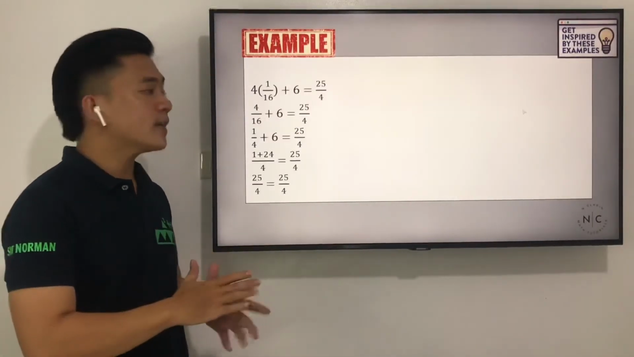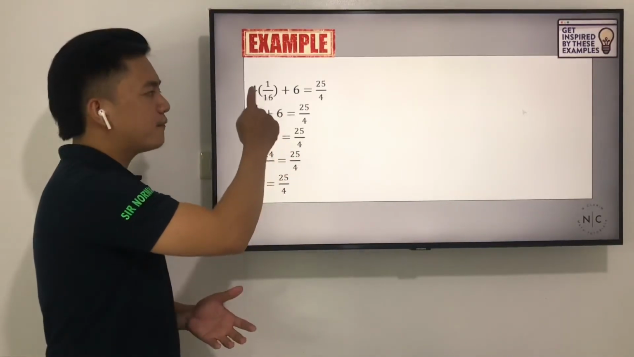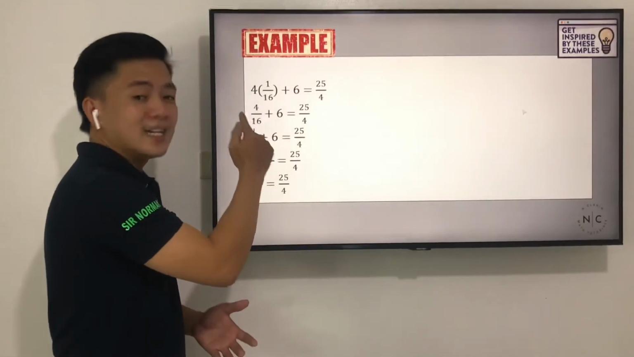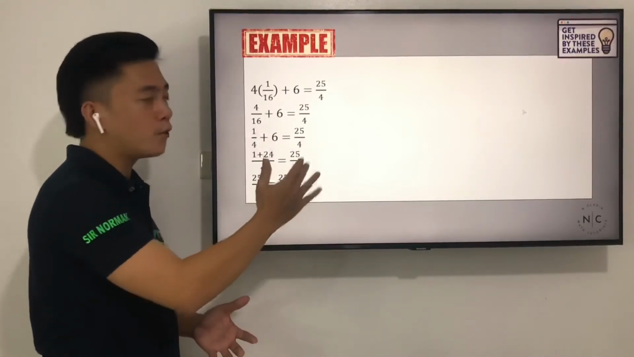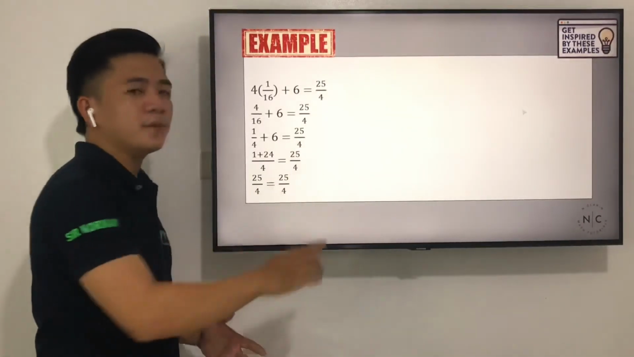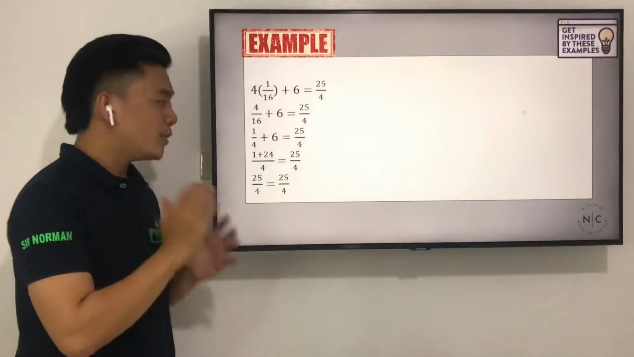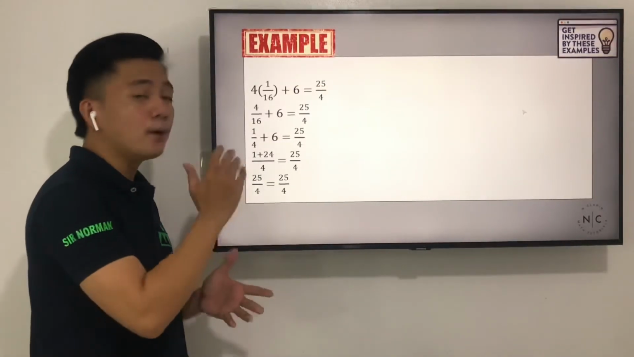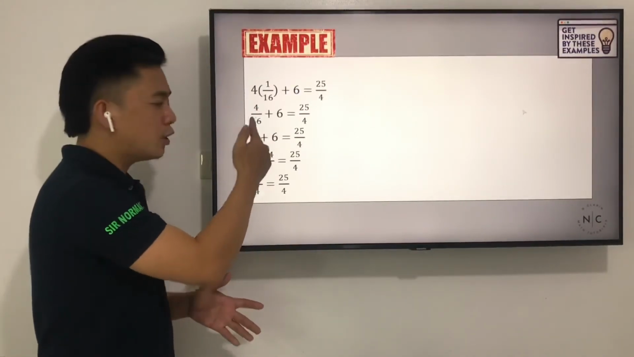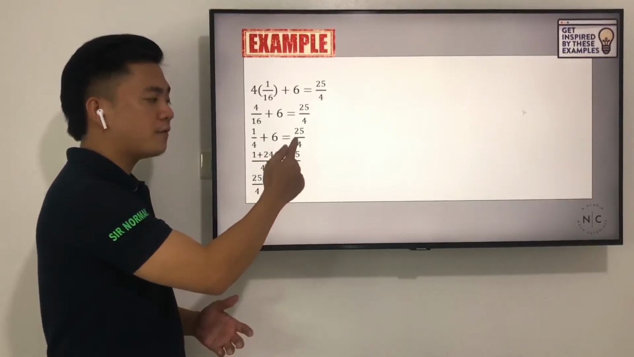Next, 4 times 1 over 16 plus 6 is equal to 25 over 4. So we will multiply 4 times 1 over 16. So 4 times 1 is 4 over 16 plus 6 is equal to 25 over 4. Next, find the lowest term of the fraction. Dito kasi kaya hindi na tayo nag-lowest term is wala na siyang lowest term. Pero dito sa part na to, which is 4 over 16, pwede natin hanapin yung lowest term niya. We will divide both sides by 4. So 4 divided by 4 is 1, 16 divided by 4 is 4. So the lowest term is 1/4. So 1/4 plus 6 is equal to 25 over 4.